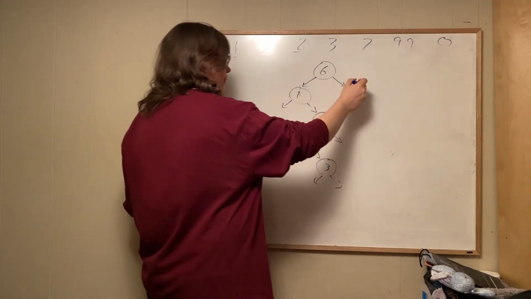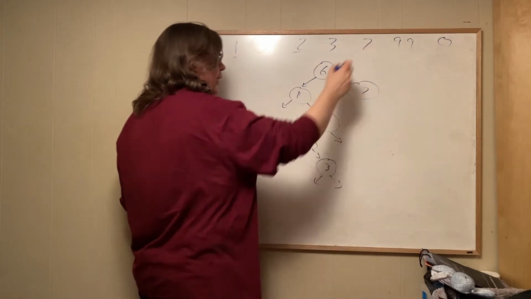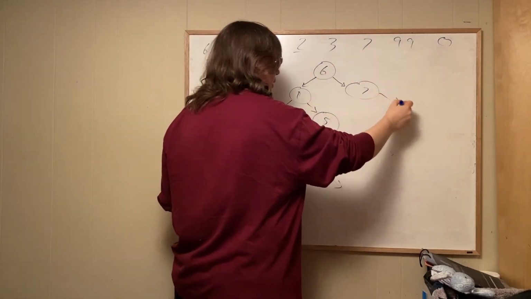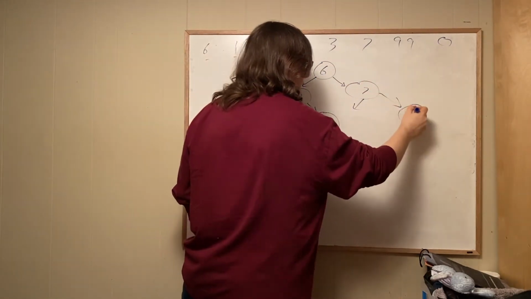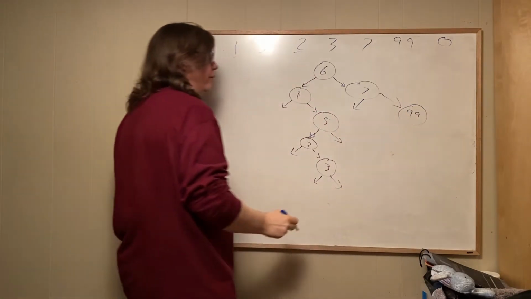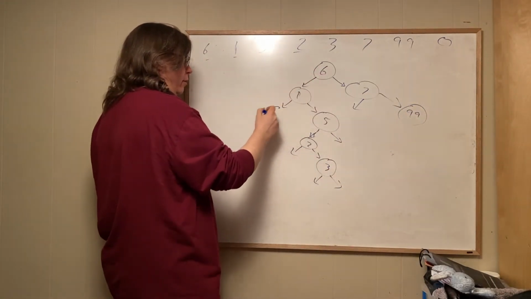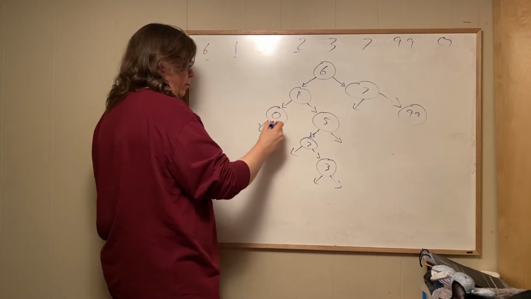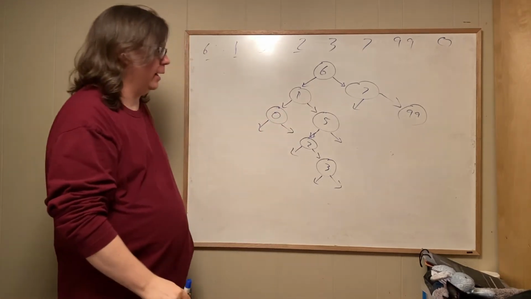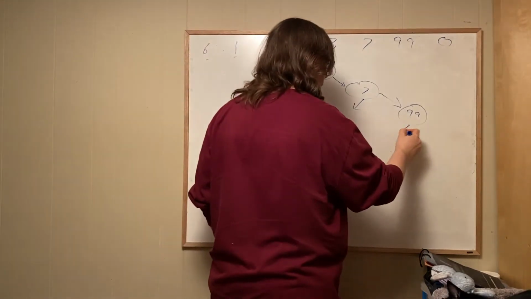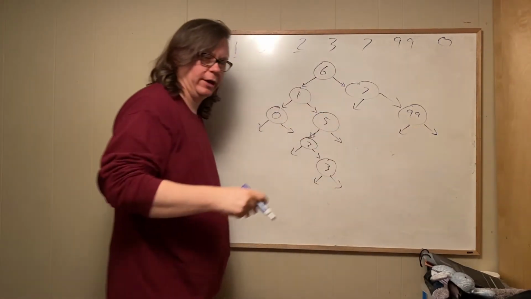7 is greater than 6, so it's going to go over here. 99, greater than 6, greater than 7. And 0, less than 6, less than 1, winds up here. And anywhere where it's not pointing at anything, it would be pointing at null. I'm just going to draw it, it would take too much time.